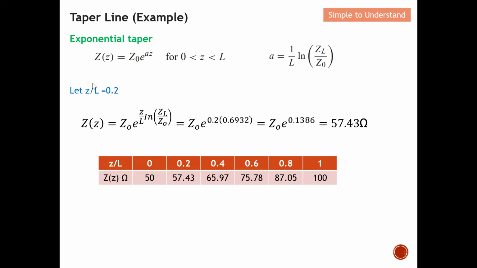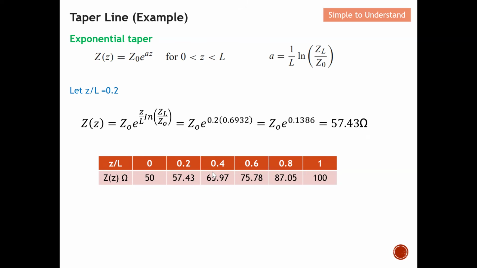In this case, I just take the ratio of Z over L as 0.2. So therefore I substitute it as 0.2. And if you punch your calculator, you should be able to arrive at this answer, which is 57.43 ohm. So basically this will be the Z over L equal to 0.2. Again, if you sub all these numbers, you should be able to find the impedance. How does the impedance change with the length of the impedance transformer or impedance matching? So basically with this, you can also draw the chart.